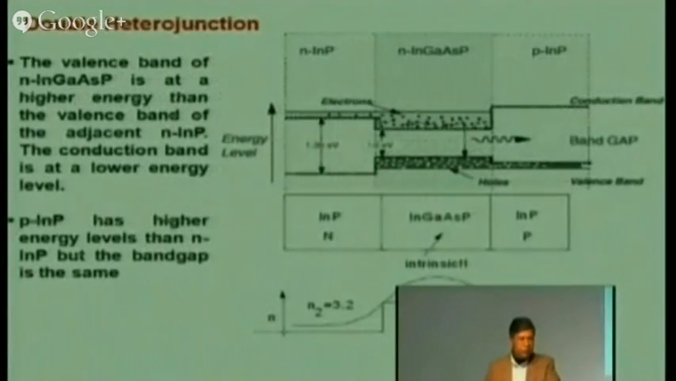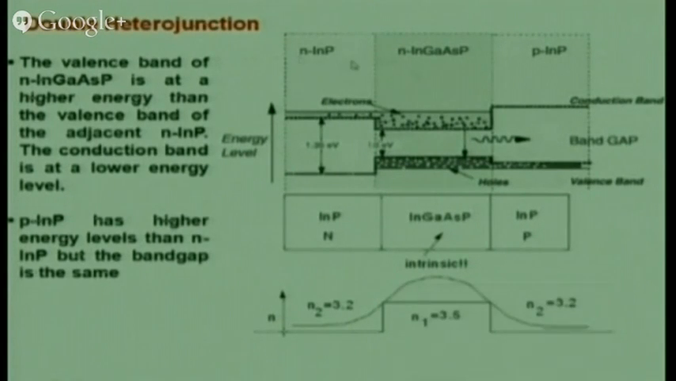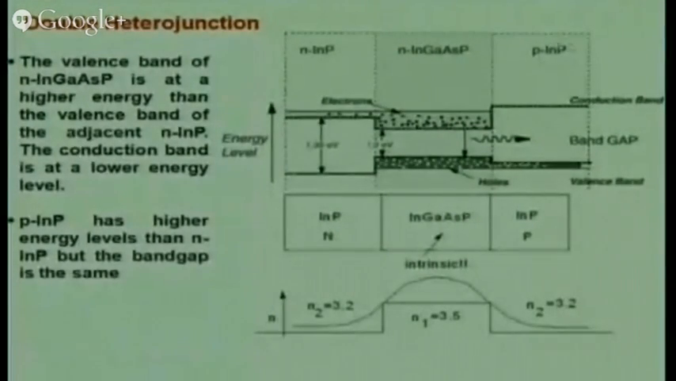So let's see now what a double heterojunction is. We have an n-type indium phosphide and a p-type indium phosphide.